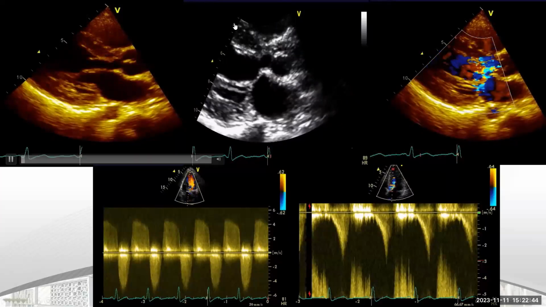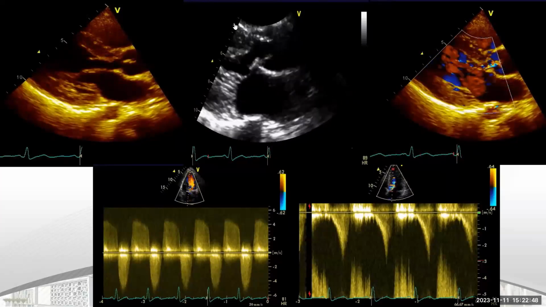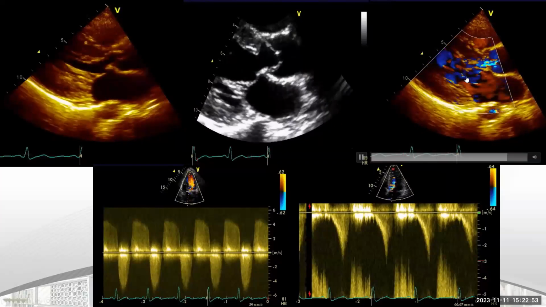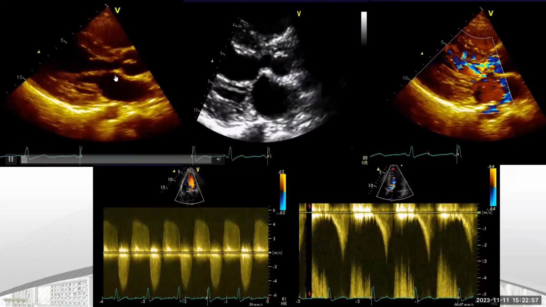Okay, let's see now the answers. How come, SAM? How come? Okay, so you can see here that there is flow acceleration across the LVOT. That's nice. And what else?